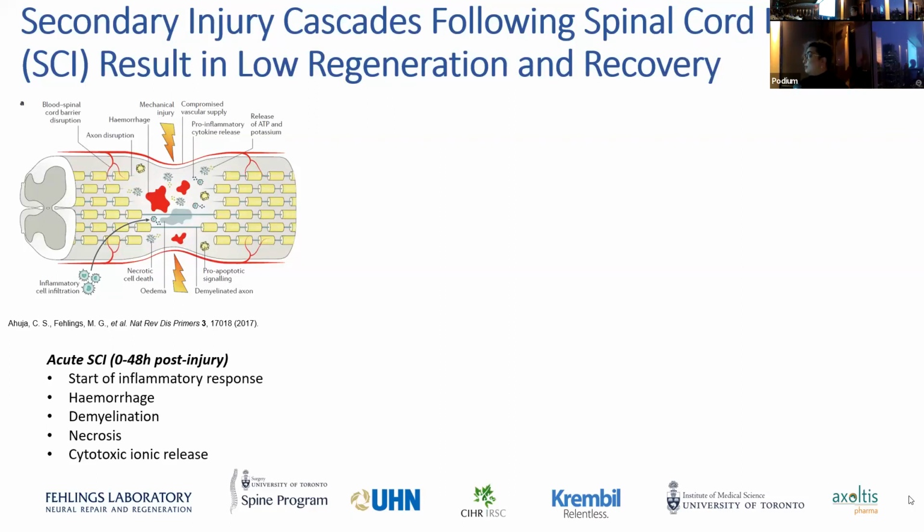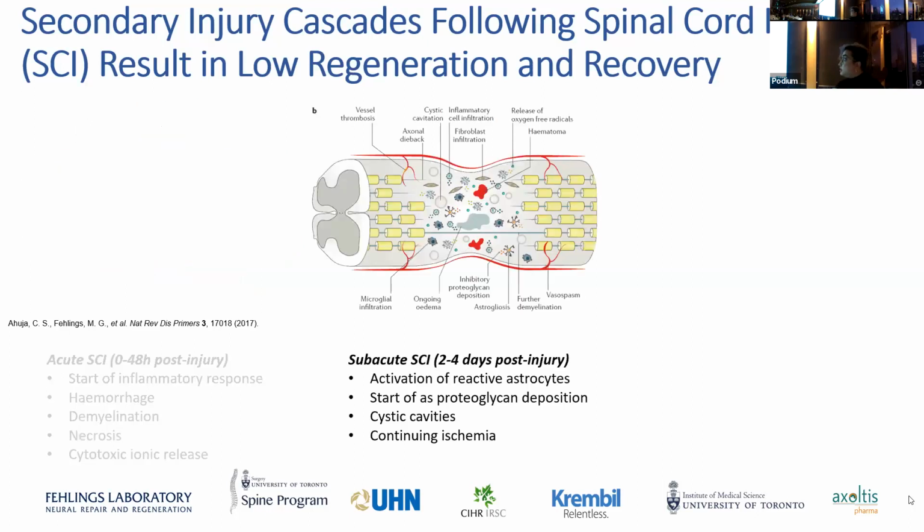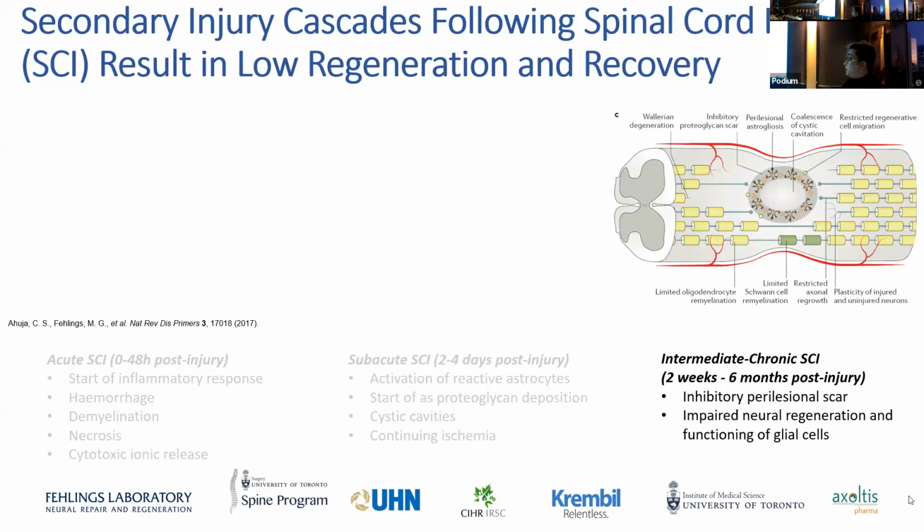Following the primary injury that occurs as a result of traumatic spinal cord injury, we have the initiation of various secondary injury cascades. In the acute phase, we have the start of the inflammatory response, as well as hemorrhage, demyelination, and cytotoxic ionic release. As we proceed into the subacute phase, we have the activation of reactive astrocytes and the start of proteoglycan deposition. And in the intermediate and chronic phases, we have the formation of an inhibitory perilesional scar.